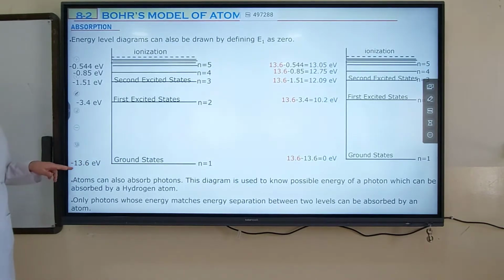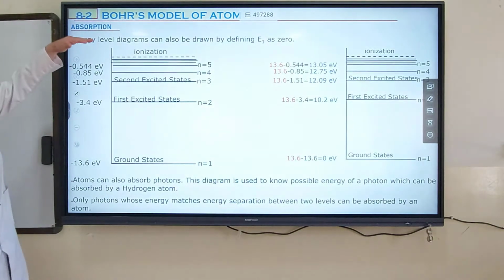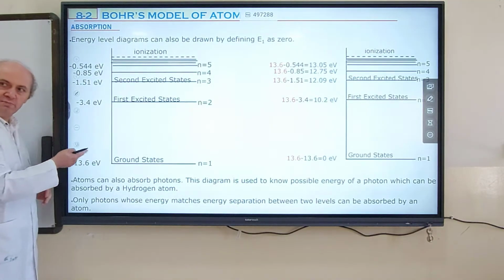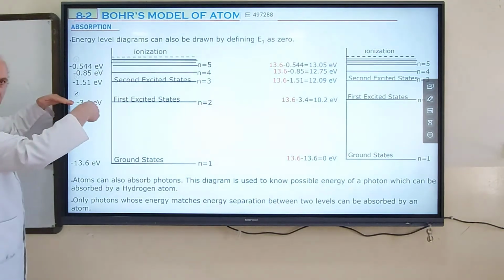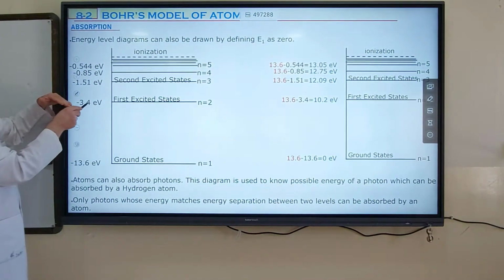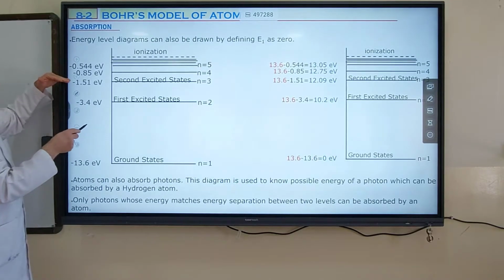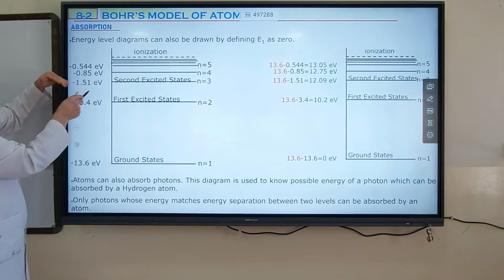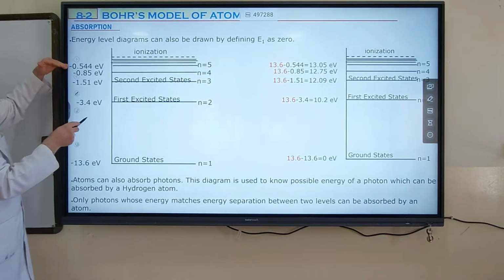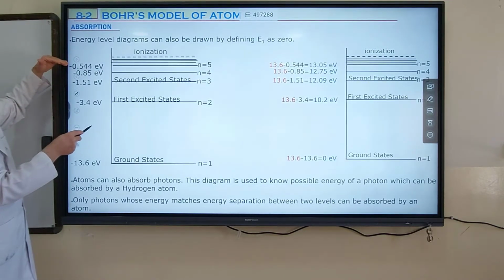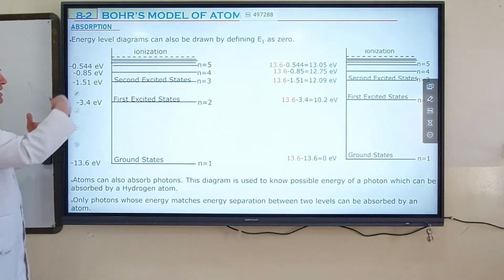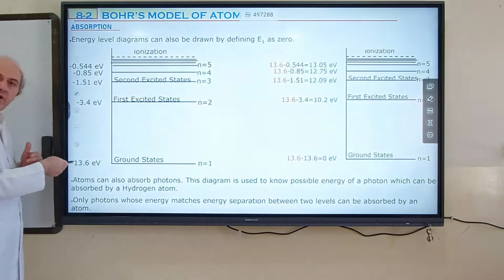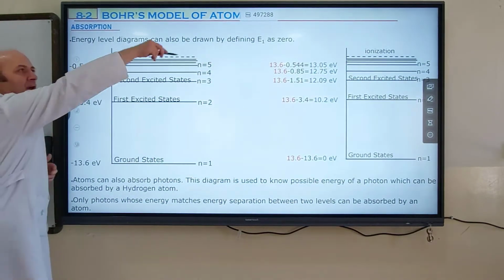E1. What is the energy of E1? Negative 13.6 electron volt. This is the energy level of the hydrogen atom. The lowest energy level is negative 13.6 electron volt. The second energy level, which is known as the first excited state, is negative 3.4 electron volt. Next energy level, negative 1.51. Next one, negative 0.85. Next one, negative 0.544 electron volt, and so on. As the energy levels increase, this energy also increases from negative 13.6 to other numbers. Finally, it becomes 0.